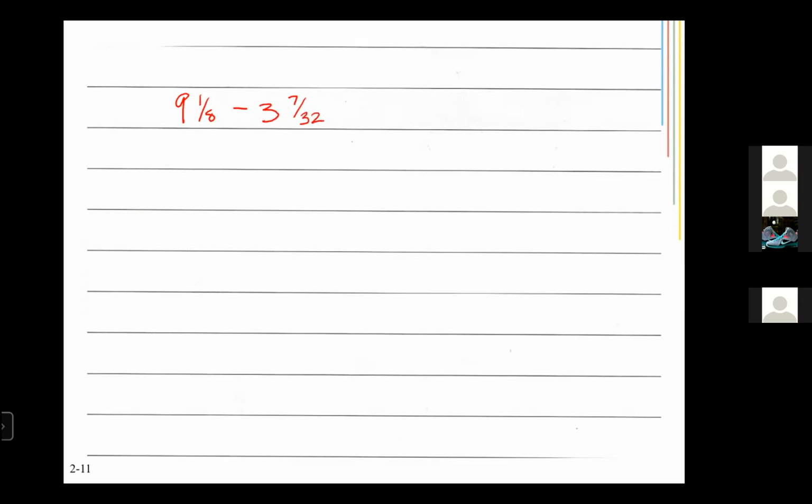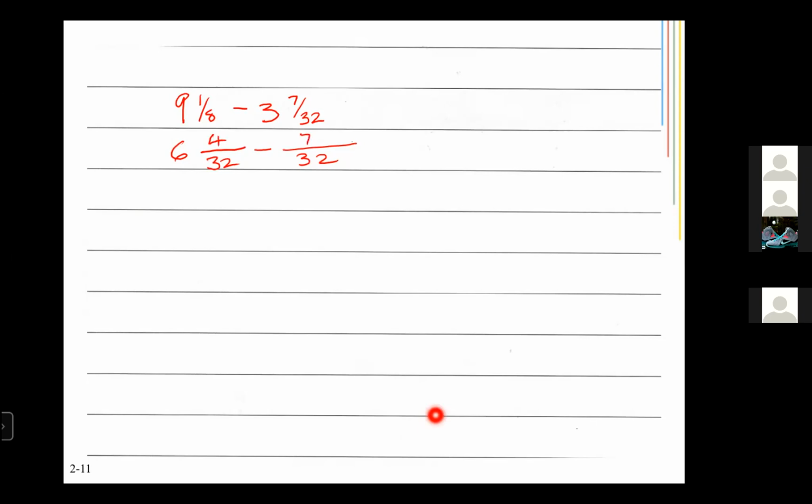Okay, so the whole number portion gives you what? 6. And your common denominator is? 32. And what do you have for your numerators? 4 over 32. Okay, 4 over 32, and then 7.